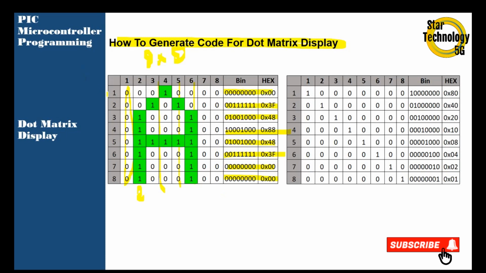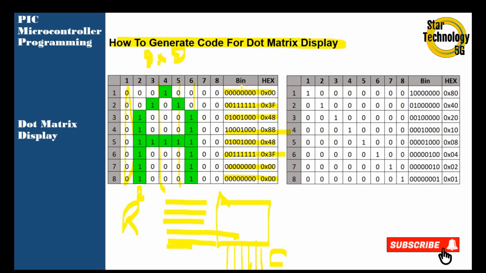We will send this data to the rows and we will send this data to the columns. As you can see in the last figure, we have 8 pins for rows and 8 pins for columns. We will send this data to the row side and this data to the column side. When we send the data for the first row, all LEDs are off, so we send all 0s, and we send this code on the column side. It will turn off all LEDs in row number 1.